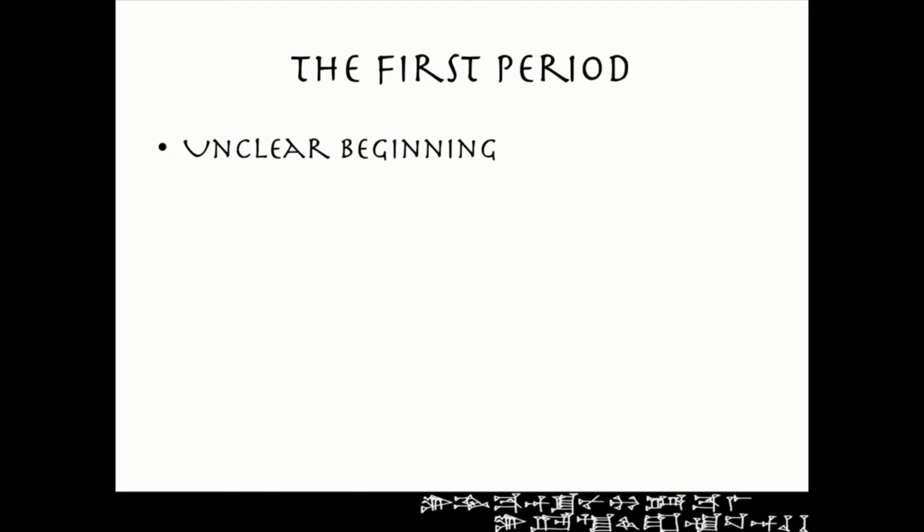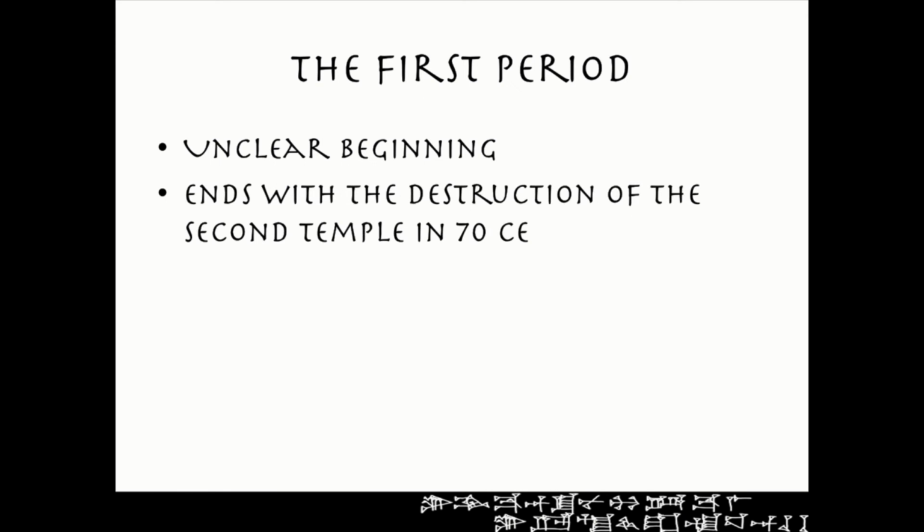So the first period has an unclear beginning. What happened in the latter portion of the first millennium, again, is not easily ascertainable, but we do know that at some point the Masoretic textual tradition started to come together, and it ends with the destruction of the Second Temple in 70 CE.